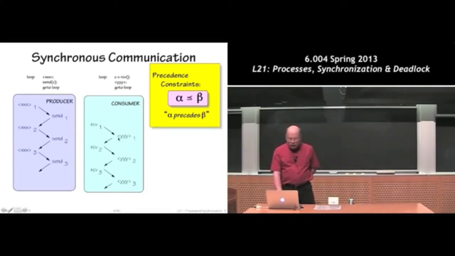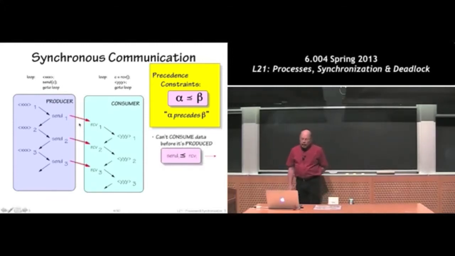In fact, there's two precedence constraints that we're interested in. The first one is that clearly you shouldn't receive a character before it's sent. In other words, we expect that the receive statement in the consumer will execute for the first time after the first time the send statement has executed in the producer. So we want to somehow establish the precedence relationship that the first send happens before the first receive. And that's shown by the solid arrows here.